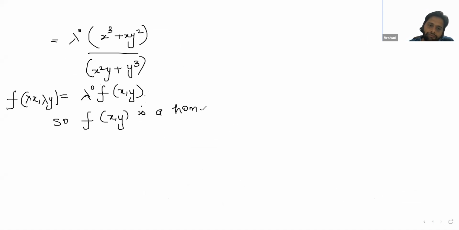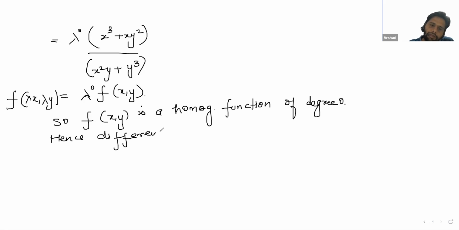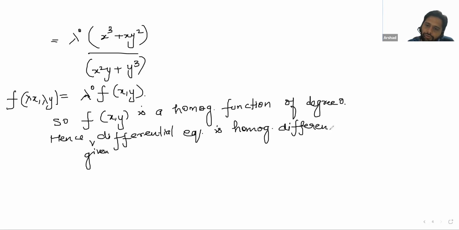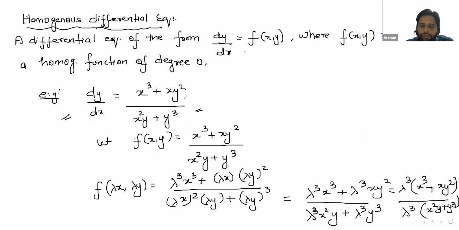What is the degree of this, Seth? Zero, sir. Very good. Of degree zero. Hence the given differential equation is a homogeneous differential equation. Okay, so in this case we need to check whether this complete differential equation is homogeneous or not. In such a case, we have to check whether this function is homogeneous of degree zero or not. So this should be degree zero.